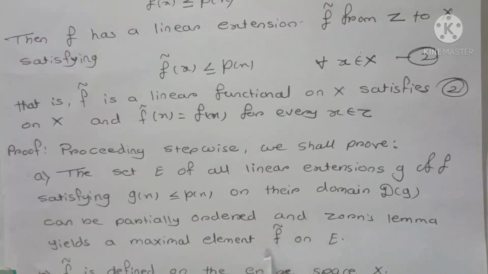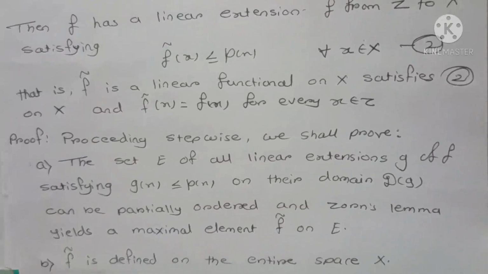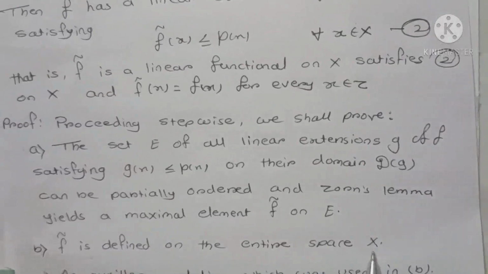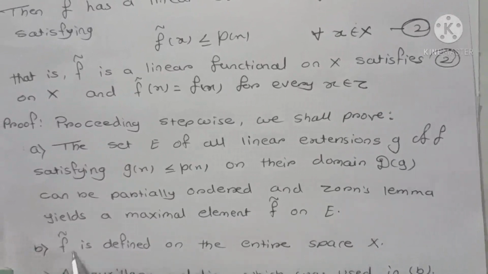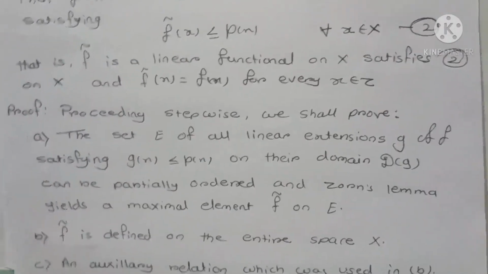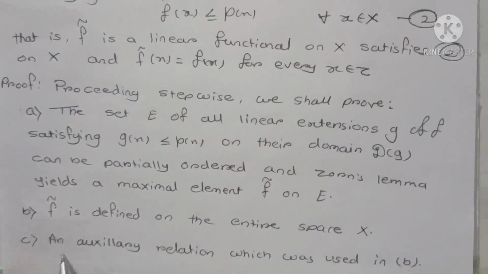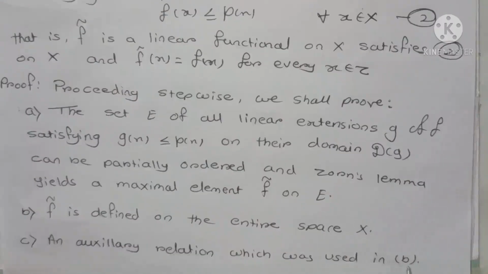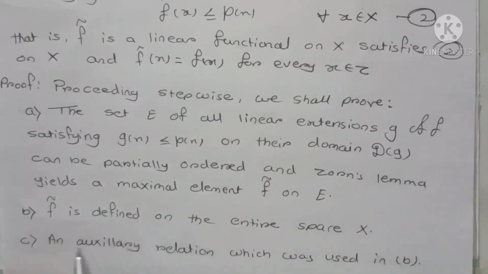After getting this f tilde, in the next step we show that f tilde is defined on the entire space capital X. That means we show that the domain of f tilde is equal to X, which we show in the second step. And in the last step we show that an auxiliary relation which was used in B. In B we use some auxiliary relation, and that auxiliary relation we prove in part C. In this way we prove the Hahn-Banach theorem in 3 parts.